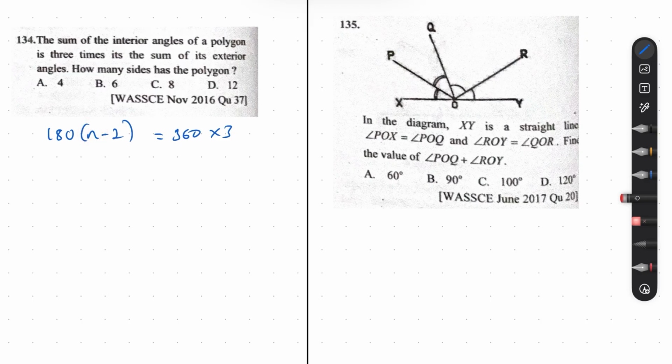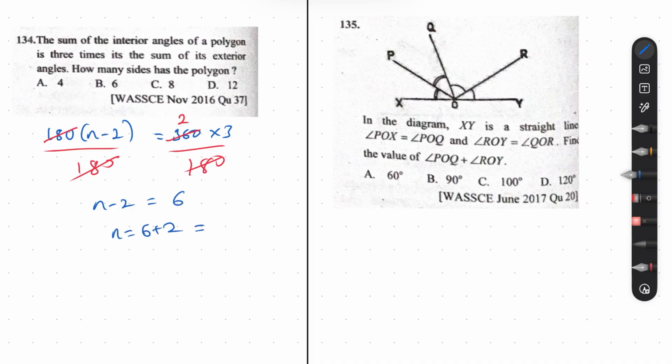So here if we divide both sides by 180, then 180 can cancel out. Here, 180 goes in 360 twice, so we'd have n minus 2 to be equal to what? 6. So n will give us 6 plus 2, which is 8. So the number of sides is 8, which is C. Cool. Let's move on to question number 135.